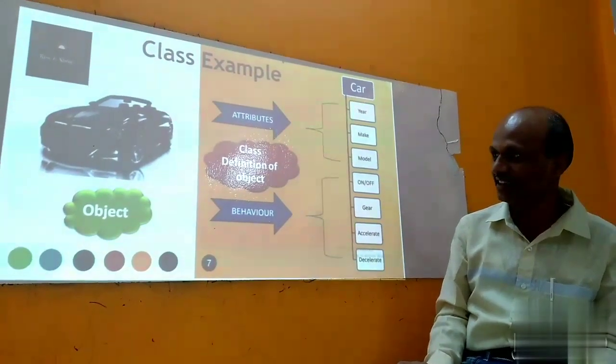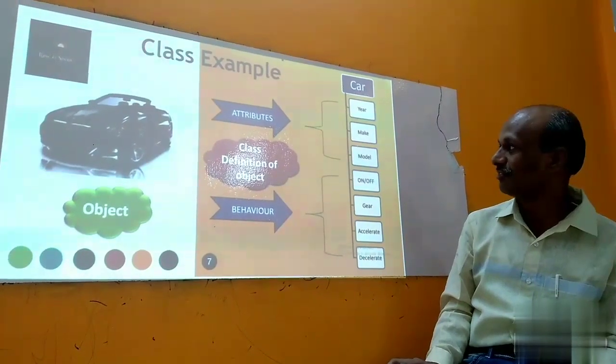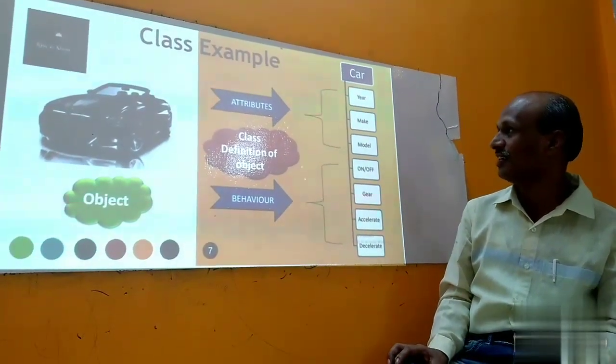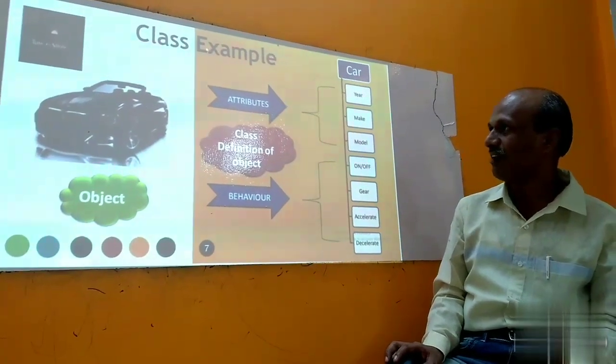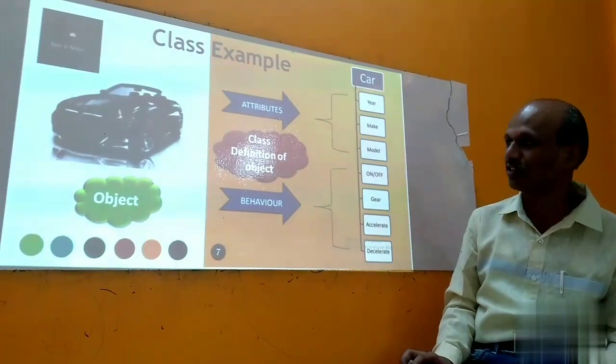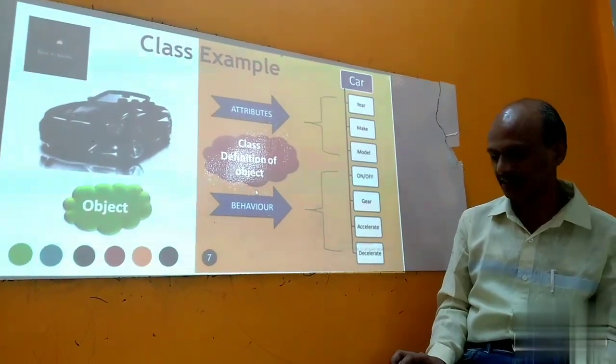So to define this object car, we have to write or create this thing. This is called a class. This is car, and once you have this definition, you can create n number of objects. To define such an object we have to create the class.